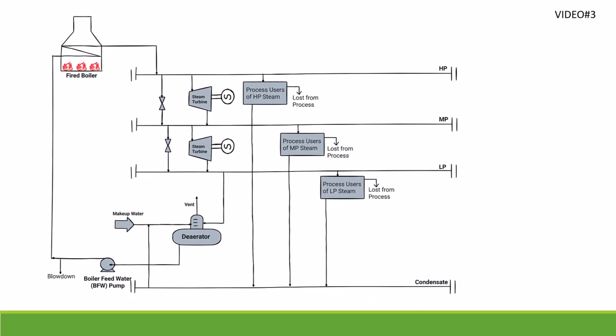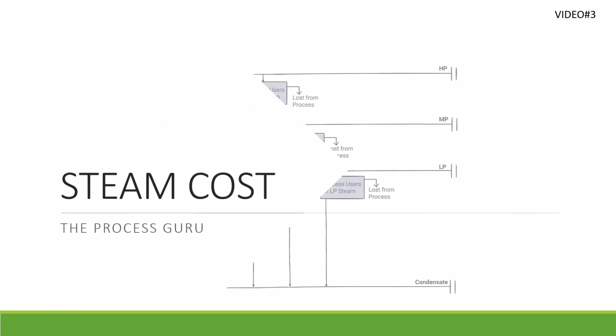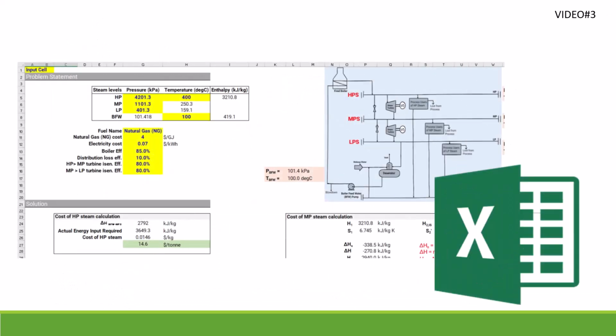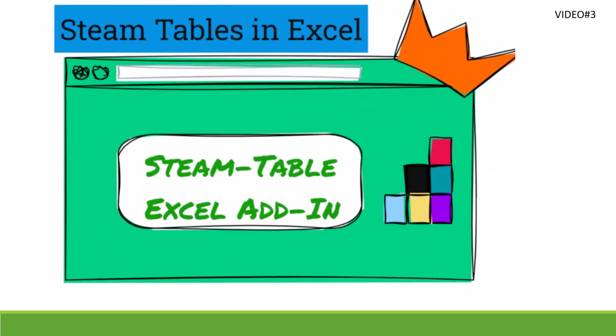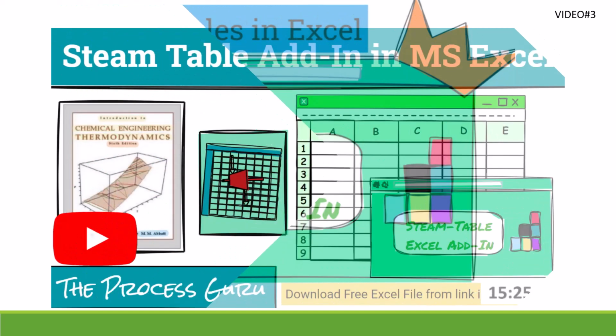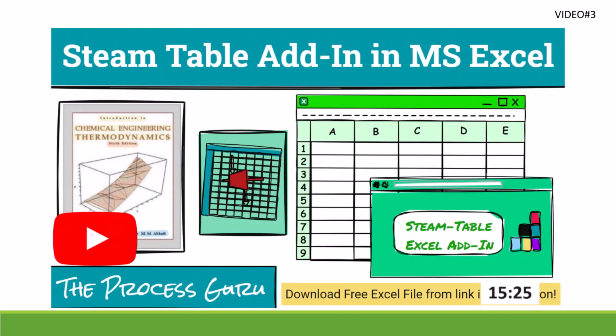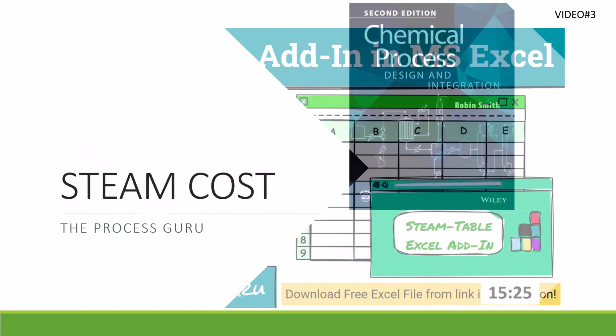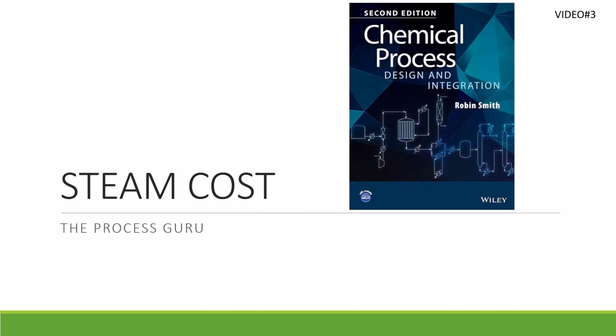I'll show you a step-by-step method to estimate the cost of steam on the Microsoft Excel platform. Please note that I have used the steam table add-in to perform the thermodynamic calculations. I provided instructions about how to install and use the steam table add-in in my previous video. You can watch that video and install the add-in. To demonstrate how to estimate the cost of steam, I have taken one example from the book by Robin Smith. So without further ado, let's dive into the example.